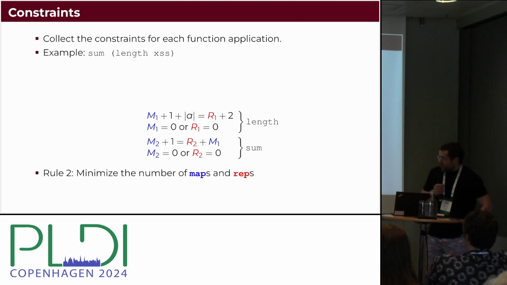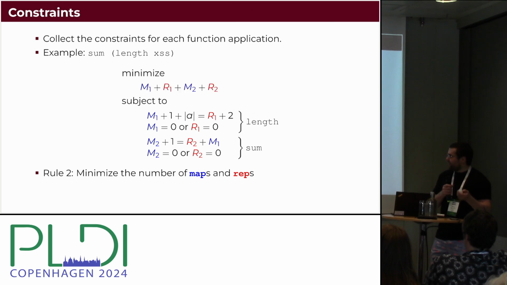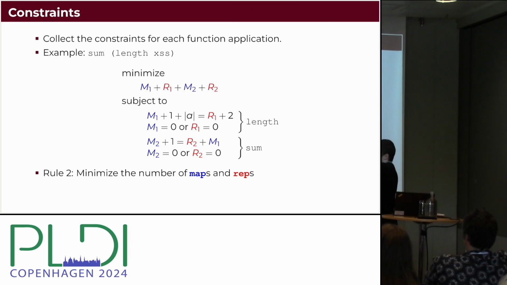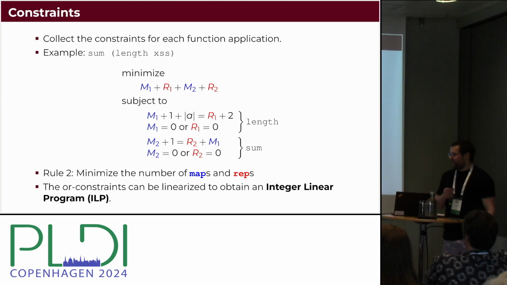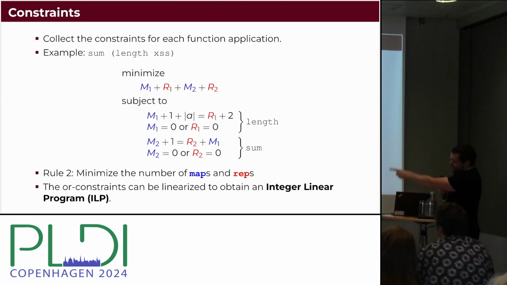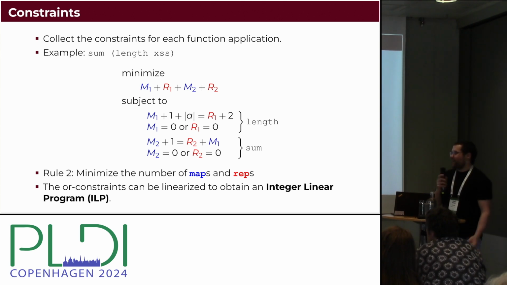And of course, rule 2 says to minimize the number of maps and reps, right? So let's also encode that. And exactly the number of maps and reps is exactly these variables, right? And now it's starting to look a lot like an ILP. There's just one problem, which is that these OR constraints are not linear. But you can play some ILP magic. I won't go into it here, and you can linearize them. And so that's what we do. And so we get this ILP.